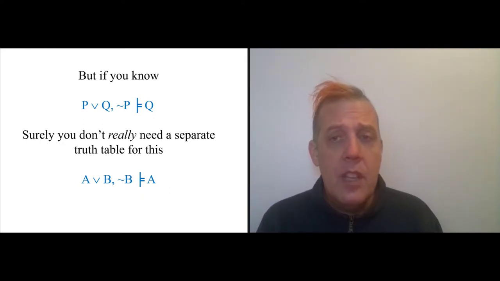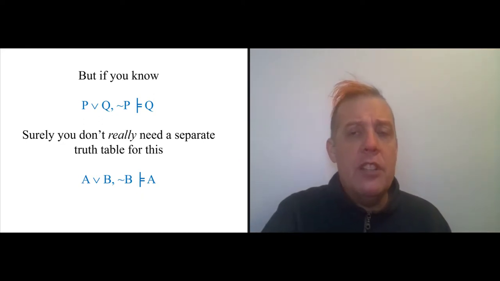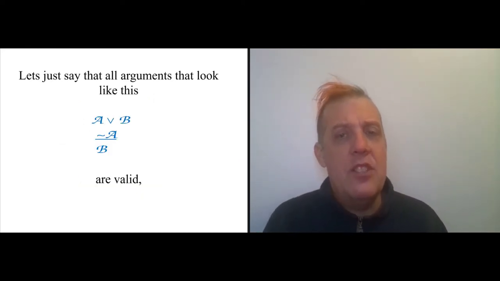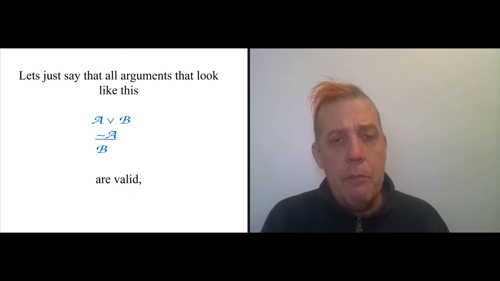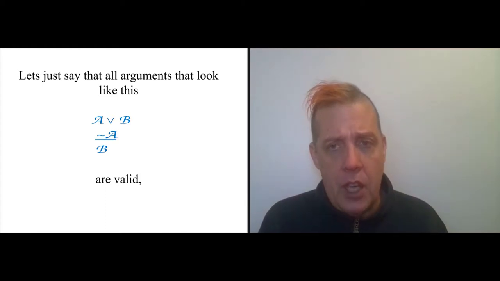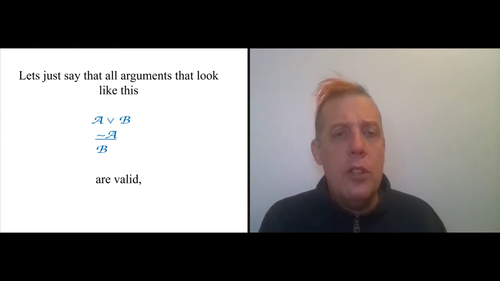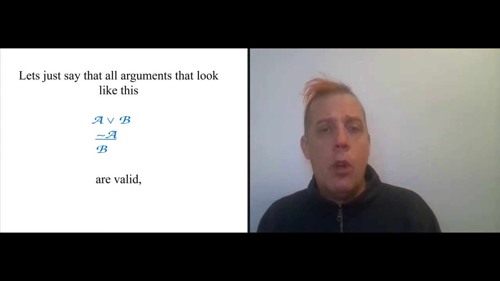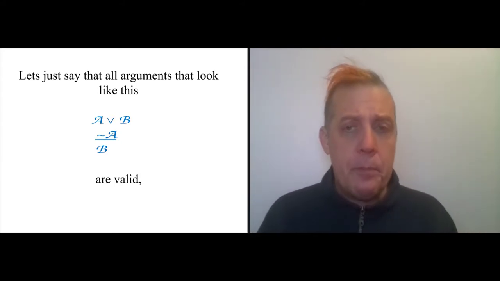sentences. What we want to be able to do is say that any argument that has this general form is valid, right? So script A or script B, not A, therefore B. If you've got a disjunction and you negate one side of this disjunction, you can show the other side. And this is true no matter what you substitute in for A and B. Script A and script B.